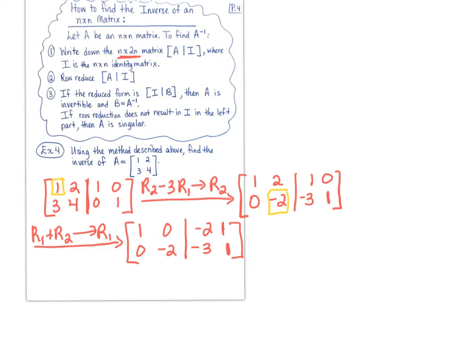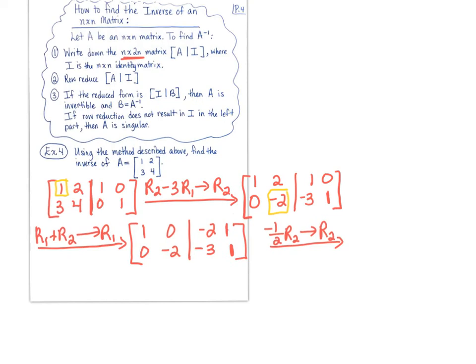Now we need to do what? Multiply row 2 by negative 1/2. You got it. Very good. So you have negative 1/2 times row 2 to get a new row 2. So we have row 1 doesn't change, so you have 1, 0, and then you have negative 2, 1.